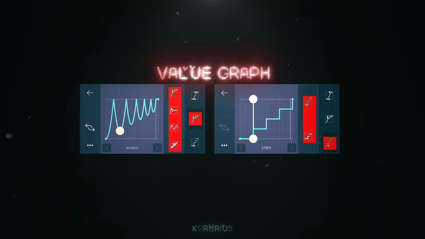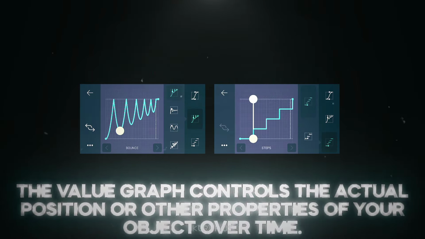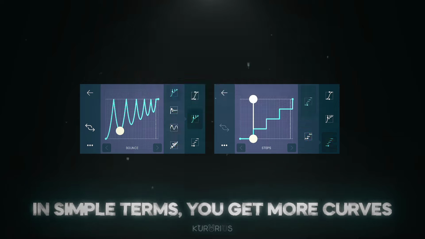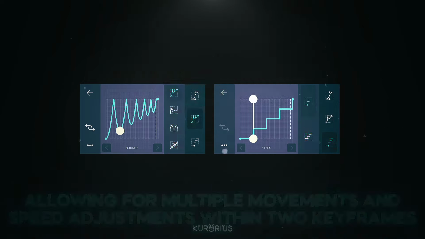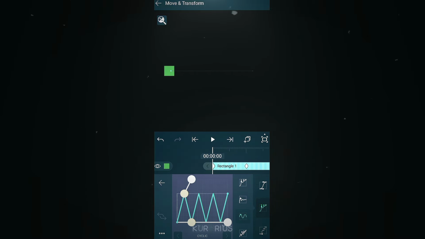Next, let's talk about the value graph. While the speed graph controls how fast an object moves, the value graph controls the actual position or other properties of your object over time. It can also control the speed of your animation. In simple terms, you get more curves, allowing for multiple movements and speed adjustments within 2 keyframes. Like the speed graph, manipulating the curves changes how your animation behaves.